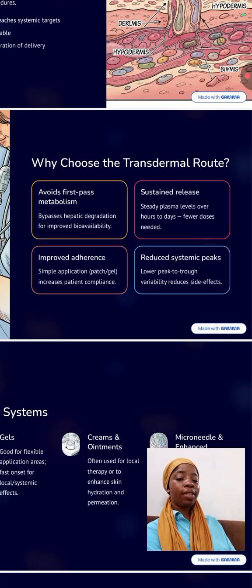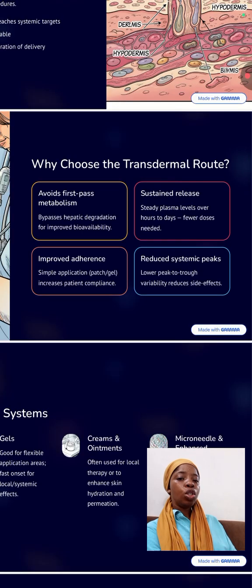Then we have three, sustained release. How do we sustain release? We spread the plasma level over hours to days, so fewer doses are needed. When we talk about fewer doses, we mean just a few doses are needed to do this procedure.